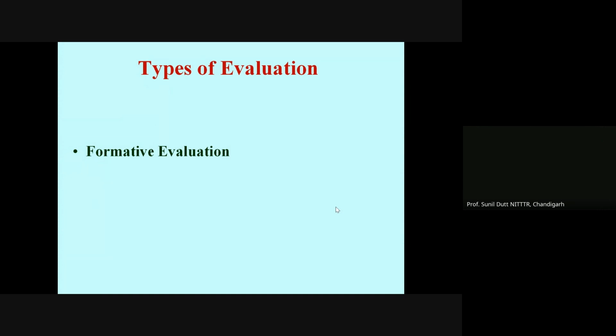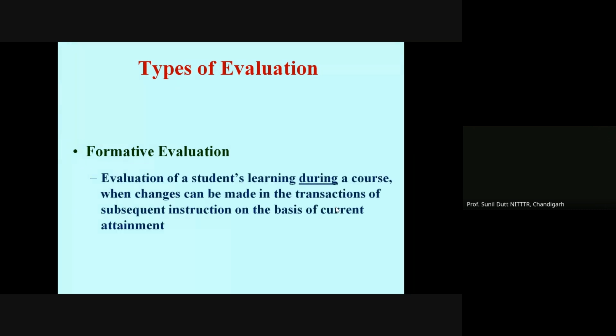Or at the semester level, you can have two or three sessional tests. You can also provide them assignments and quizzes. So this is formative evaluation. Formative evaluation means the evaluation of a student's learning during a course when changes can be made in the transactions of subsequent instruction on the basis of current attainment.